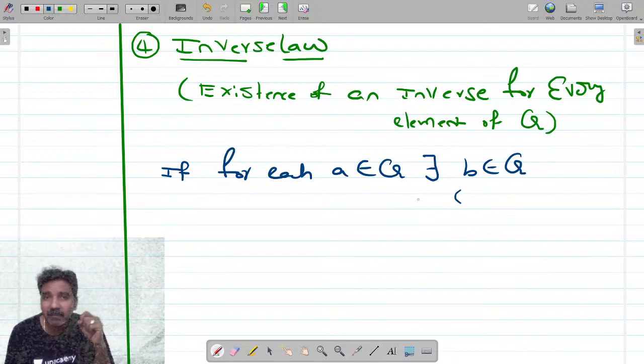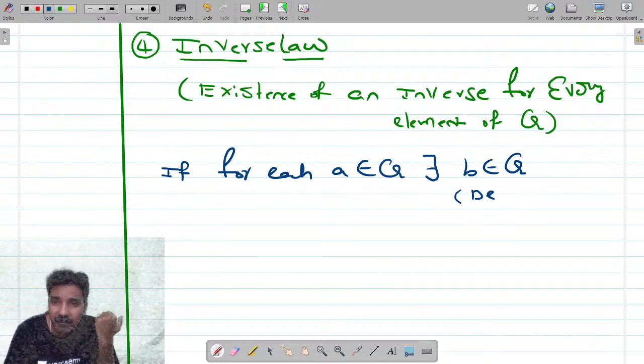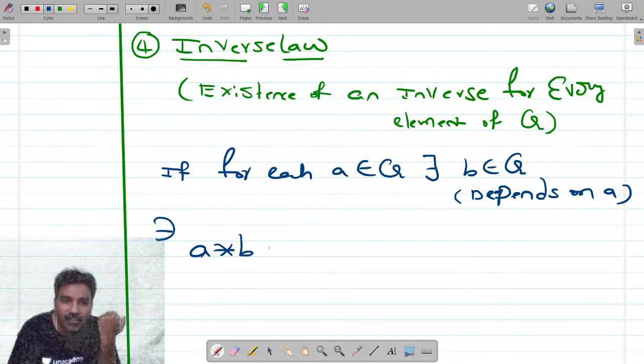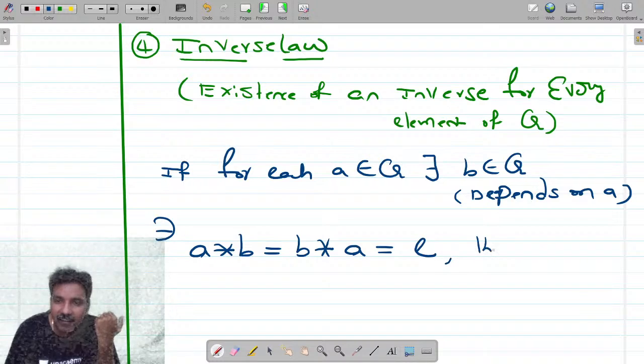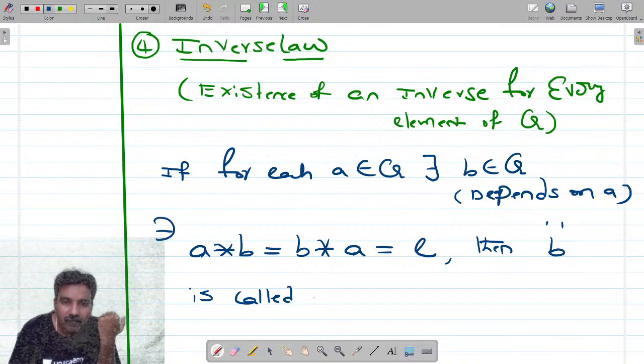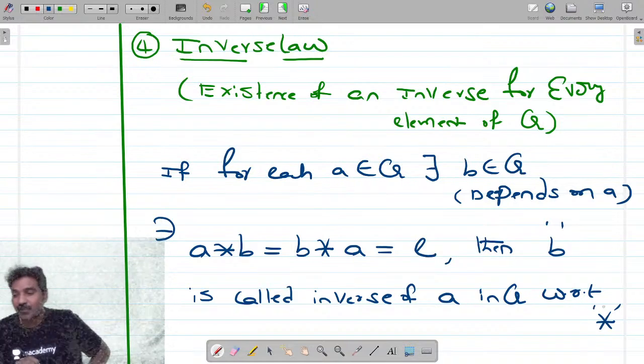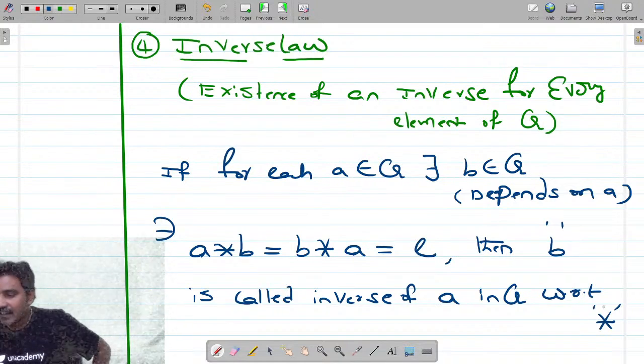If you take a number A, B changes correspondingly. Don't think that B is unique for all A's. Here B depends on A, such that A star B equal to B star A equal to E. Then this B is called the inverse of A in G with respect to star. This phrase, with respect to star, is compulsory to mention. Got the point?